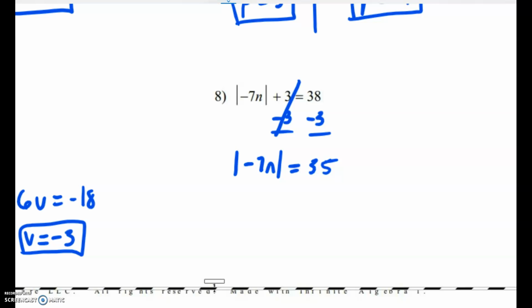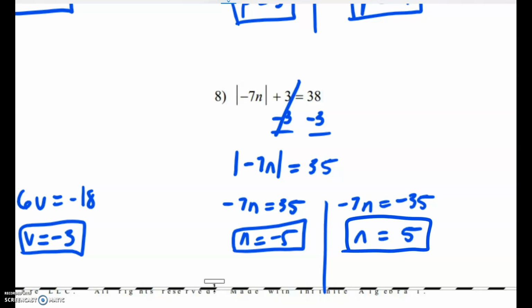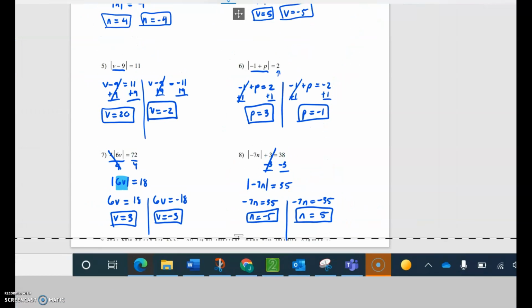Now that I have the absolute value isolated, or by itself on the left, I'm going to set up my two cases. 7n equals 35, or 7n is equal to -35. Both of those would be solutions to this equation. Divide by -7. We're going to get -5 here, and divide by -7 and get +5 on the other side. Those are the two solutions to that equation.